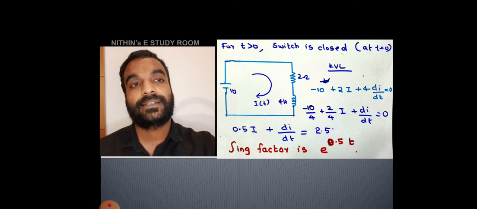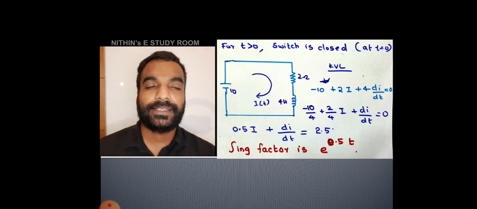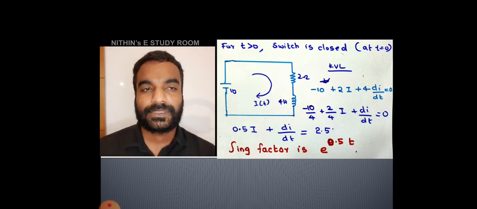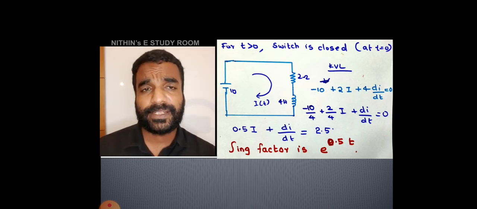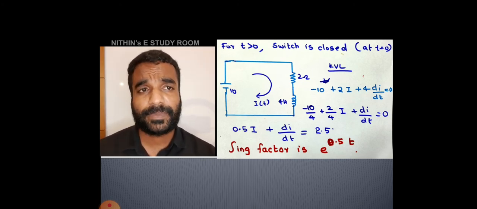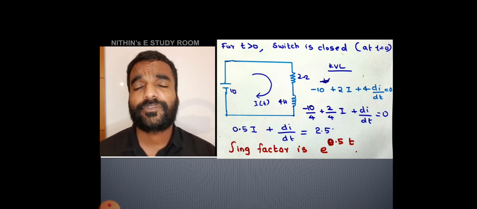So, minus 10 plus 2 into I plus 4 into di by dt is equal to 0. Make the coefficient of di by dt as 1, so divide all terms by 4. 10 by 4 plus 2 by 4 i plus di by dt is equal to 0. By solving, 0.5i plus di by dt is equal to 2.5.